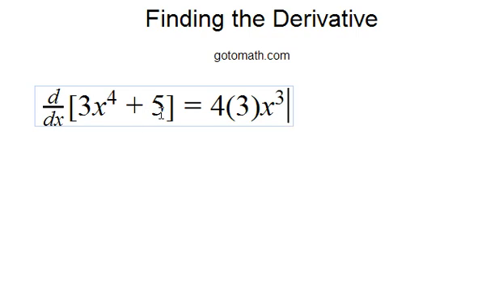And then we take the derivative of a constant. Derivative of a constant is 0, but of course we don't want to write that, so we leave it off. So there you go. That's the derivative of 3x to the 4th plus 5.